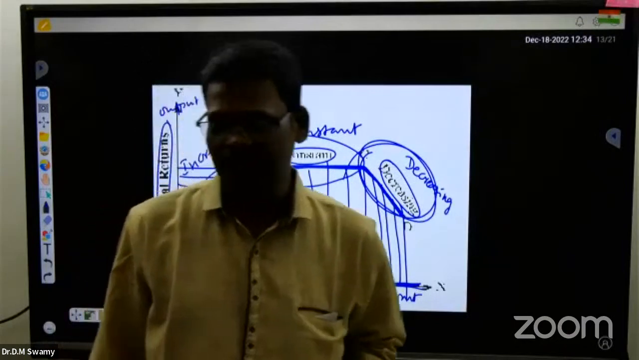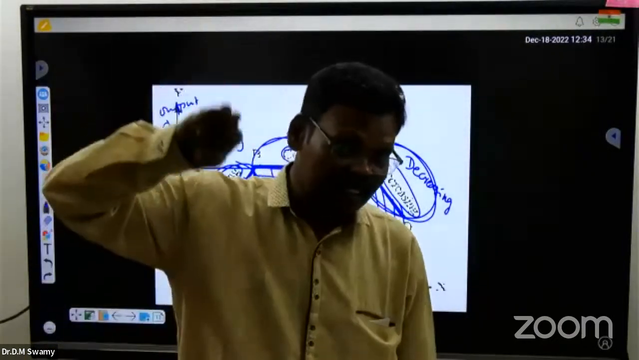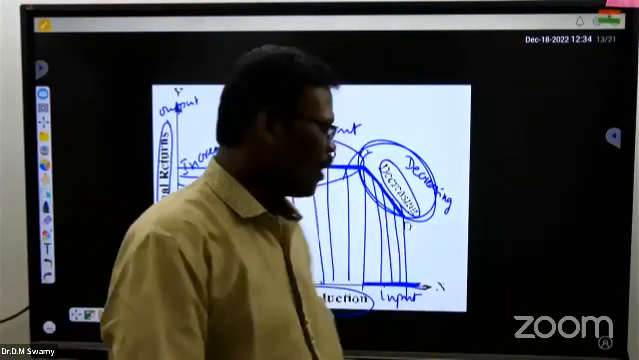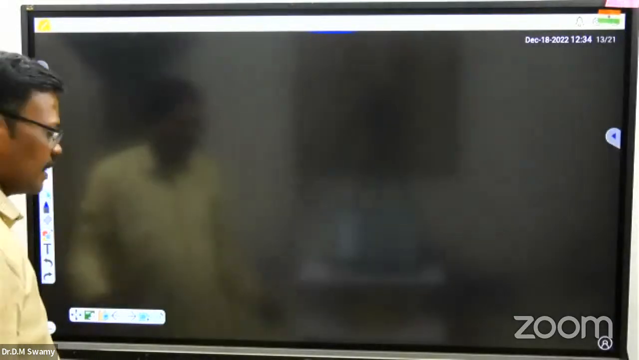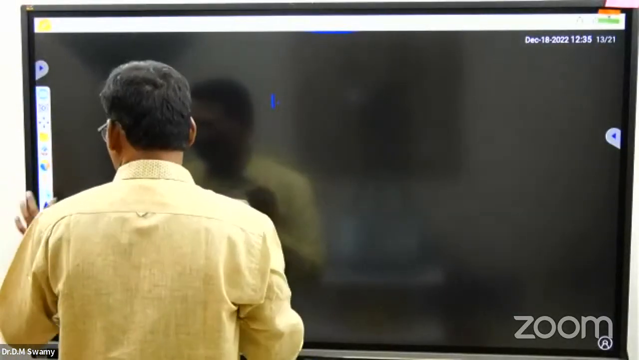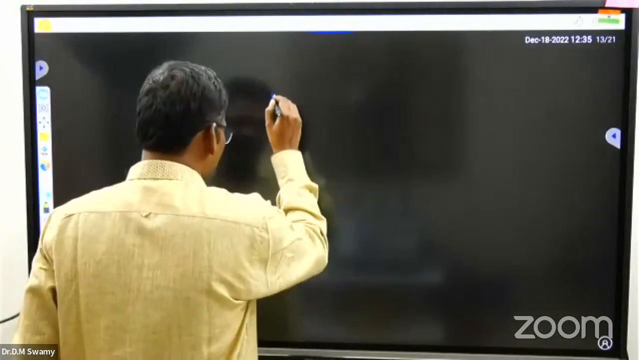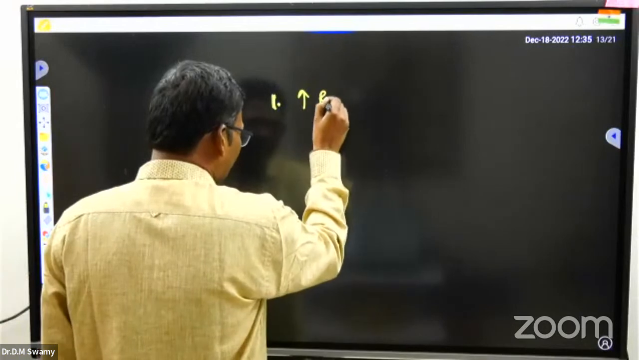In the long run, there are no negative returns. What do we observe in the short run? In the short run, that is the law of variable proportion. We discussed increasing returns in the first stage.